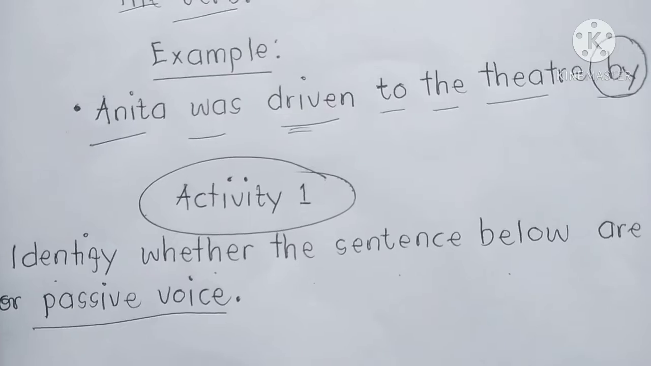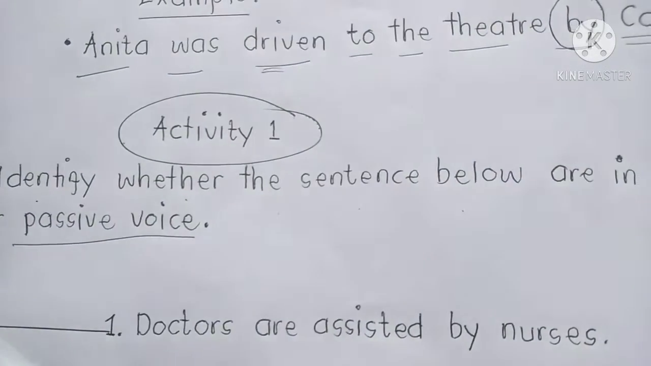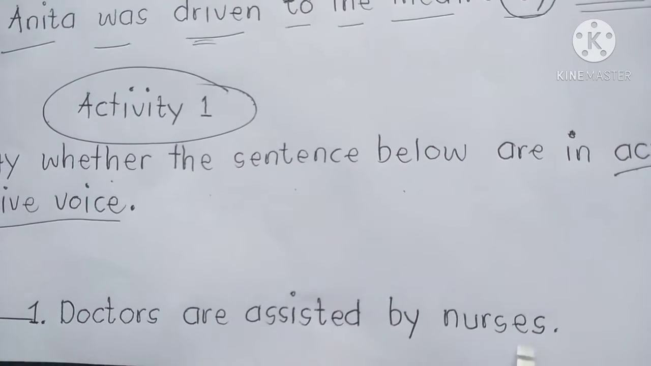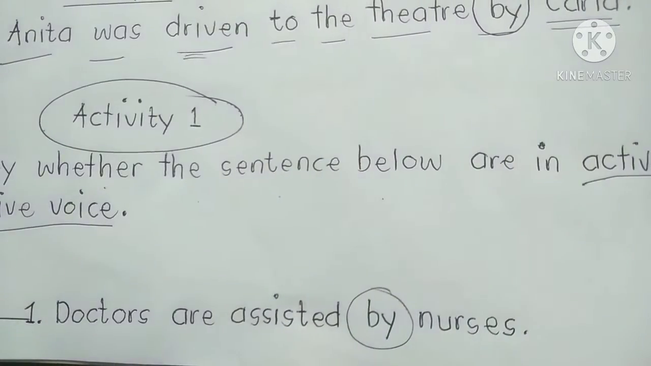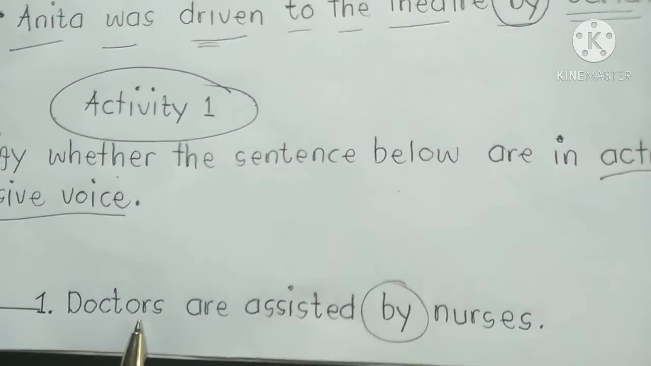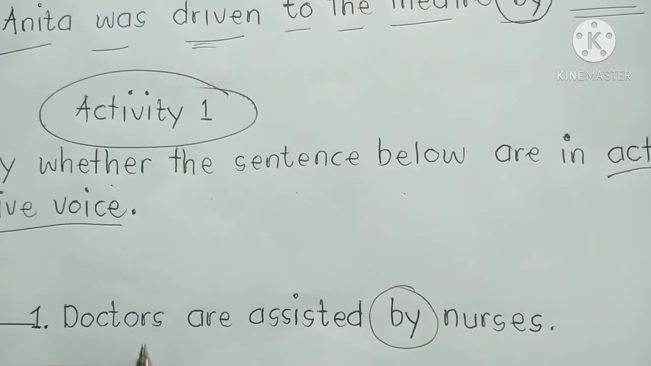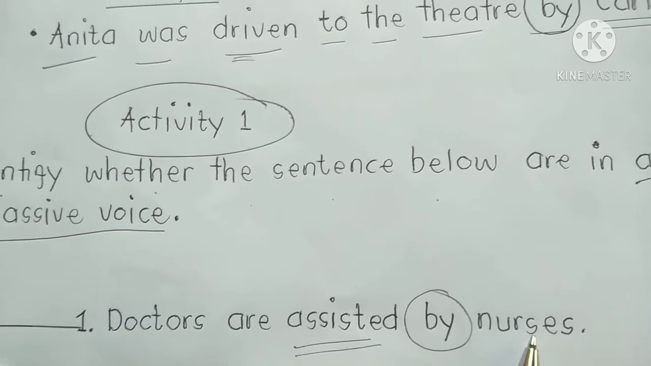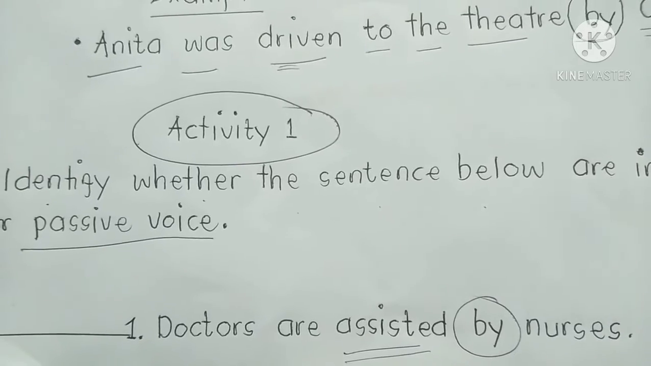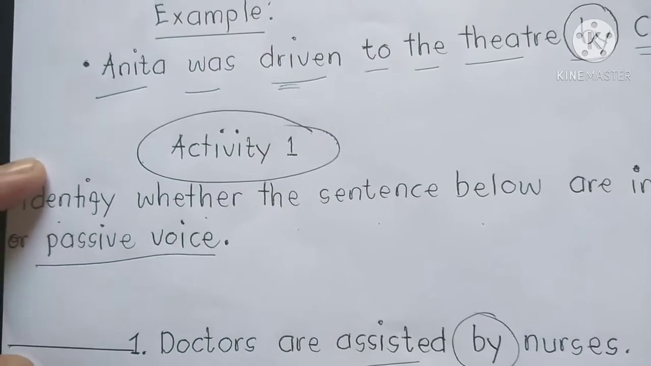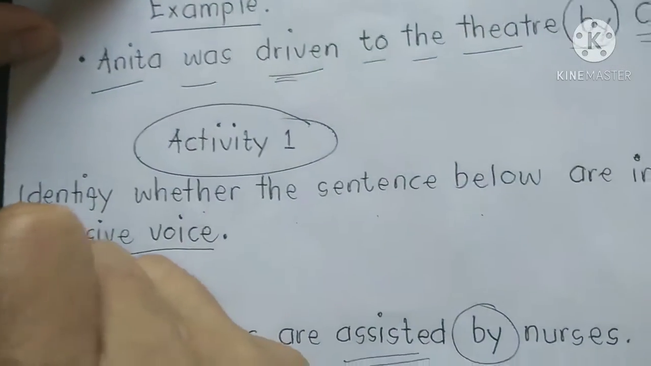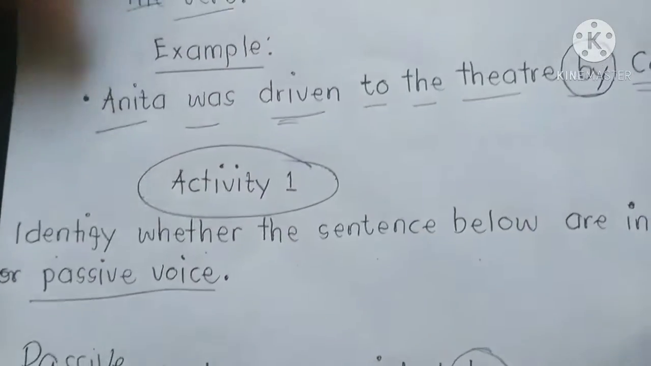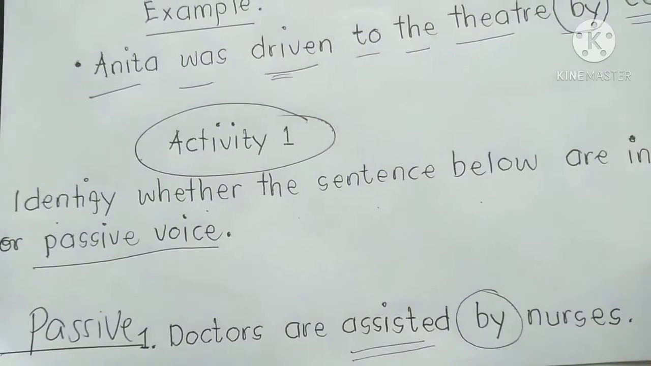Let's start with number 1. Doctors are assisted by nurses. So remember, guys, as I've said, when you see the word by, our subject is doctors, but the subject is acted upon by the verb, which is assisted by nurses. Okay, so is the answer active or passive? The answer is passive, my dear viewers. So we're going to write here passive, right? That's the correct answer for number 1.